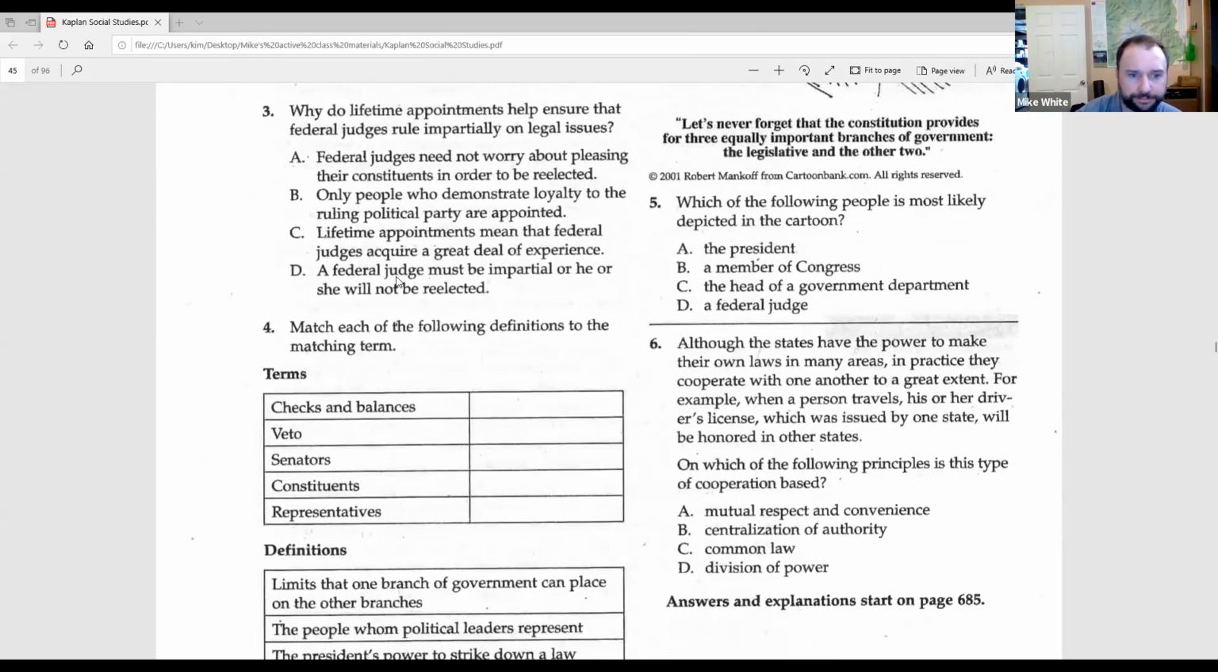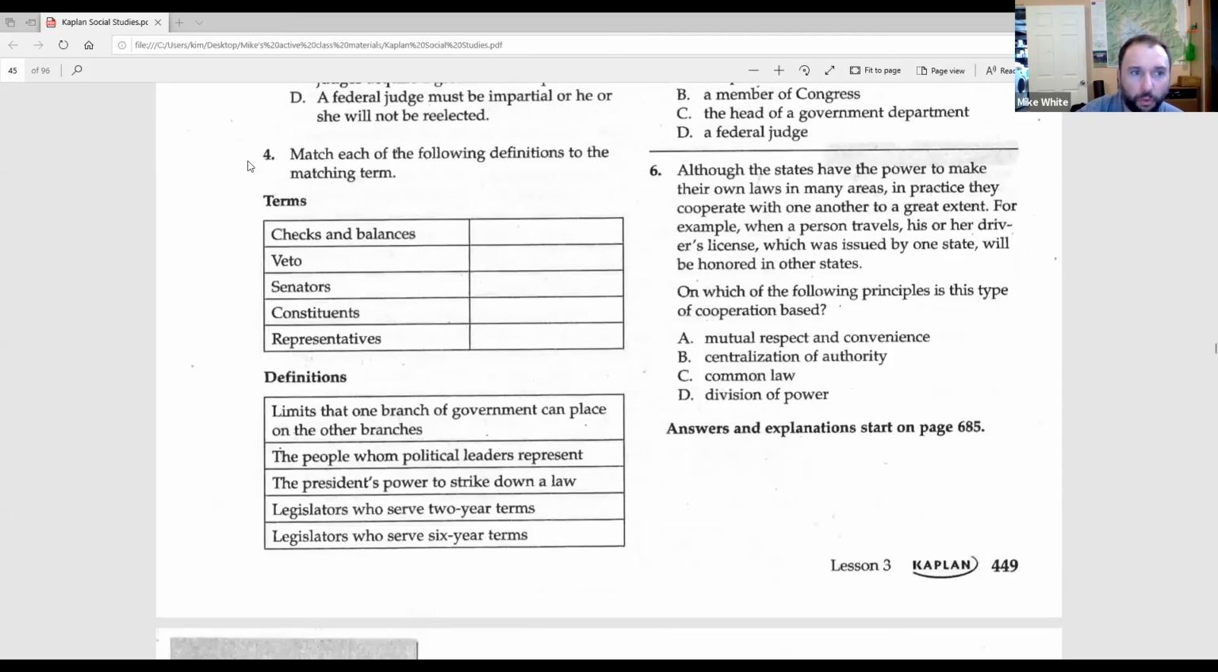All right, so lastly, number 4, I'm just going to run through this. And for those of you checking this out on the YouTube channel, you can try to mix and match these. I won't spend a lot of time on it, and then I'm going to wrap things up. But ultimately, this is just like a fill in the blank or a match. So we've got our terms up here: checks and balances, veto, senators, constituents, and representatives. And down here, we've got some different options. So again, you can go through this on your own time, but I'll just go through and match these up real quickly.